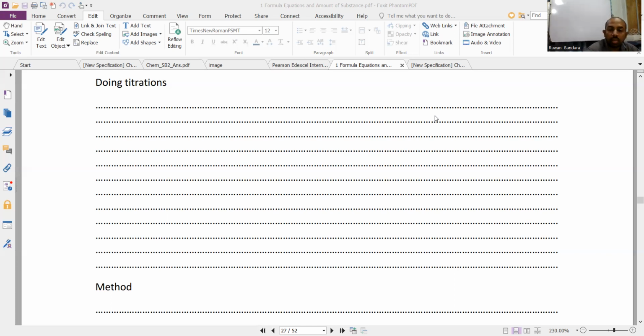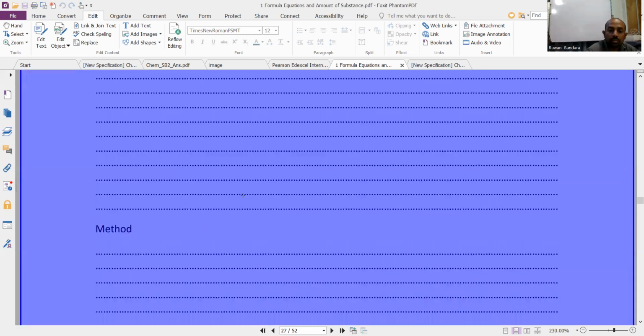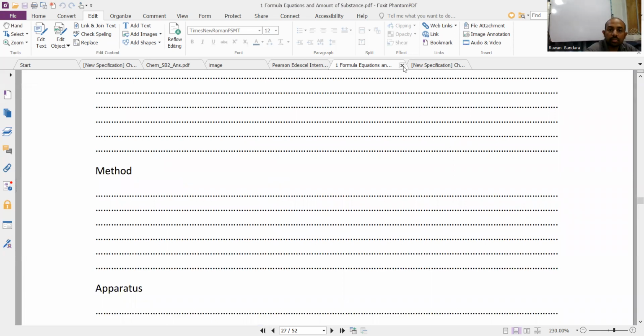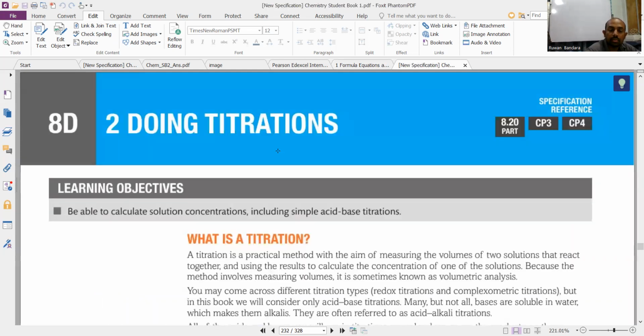Okay. Method of titration. Summary of the method.